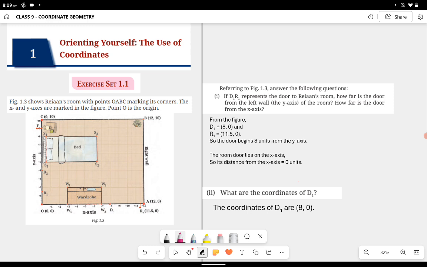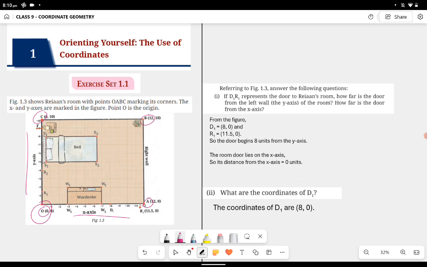Figure 1.3 shows Rayan's room with points O, A, B, C marking its corners. The X and Y axes are marked in the figure and point O is the origin. Referring to figure 1.3, answer the following questions.